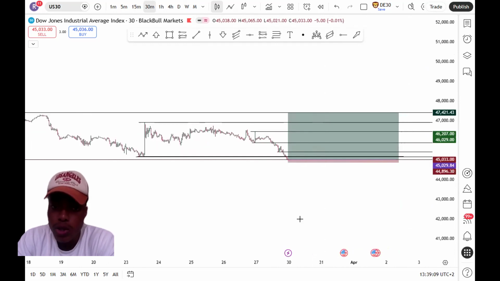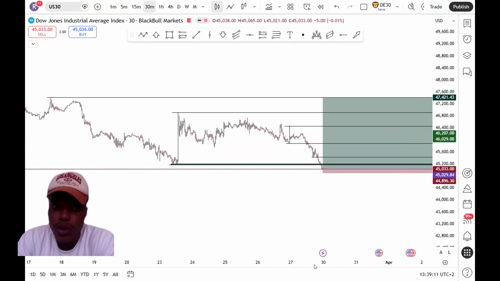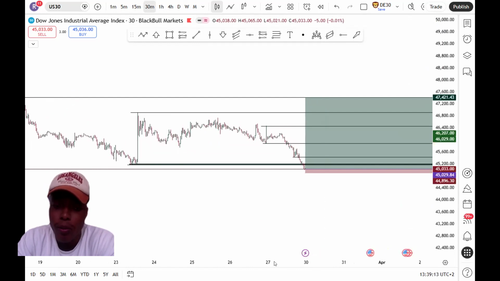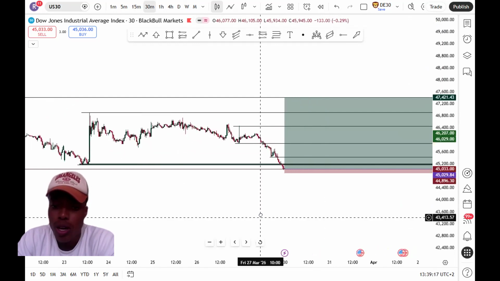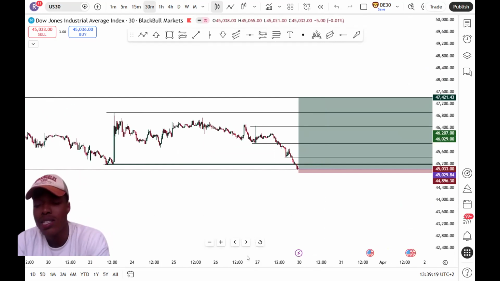So I need you guys to be very mindful when you are trading your US30 and your gold. Definitely looking for buys within these two, the indices and the commodity.